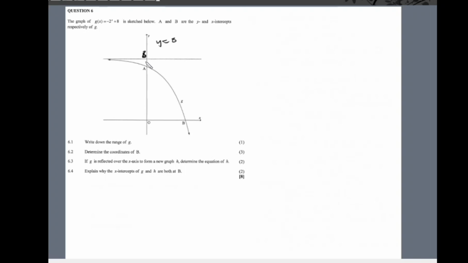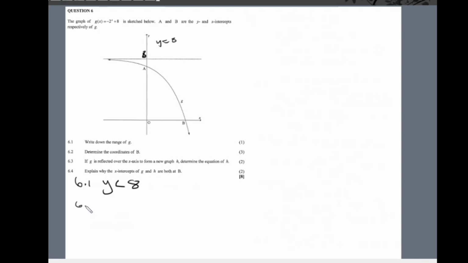The graph of G exists for all values below this asymptote, right? So the range of G will be all the y values less than the asymptote, right? So 6.1 will say the range is y less than 8, because at 8 we have the asymptote and the graph cannot cross the asymptote, and above 8 we cannot have y values there because our graph cannot cross above the asymptote. Okay, I hope that makes sense.